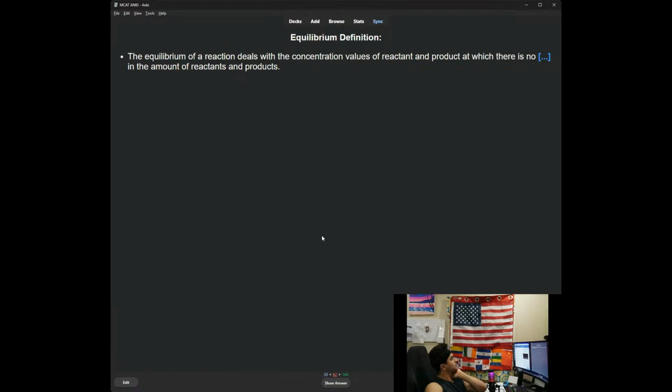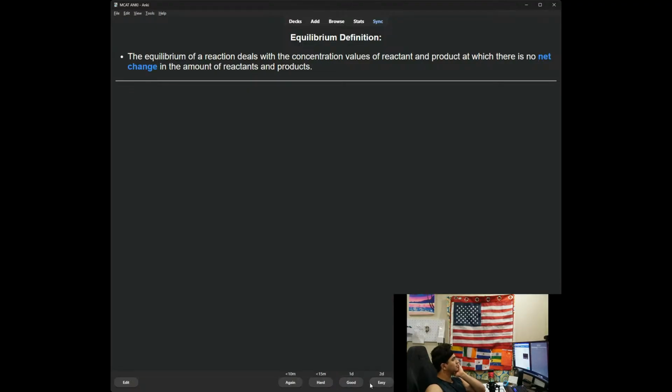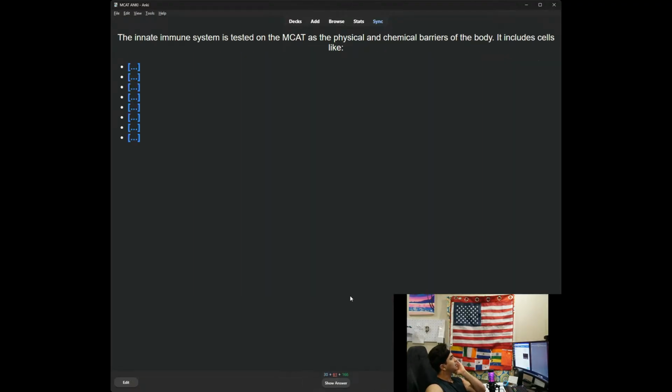Equilibrium of reaction deals with the concentration values of reactant and product, where there is no net difference. Well, no net change. Okay, well. Alright.